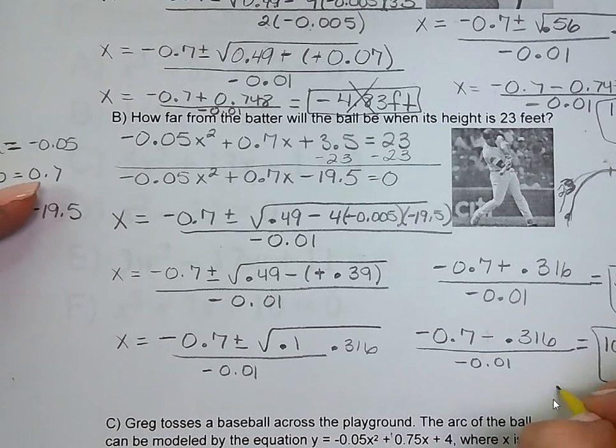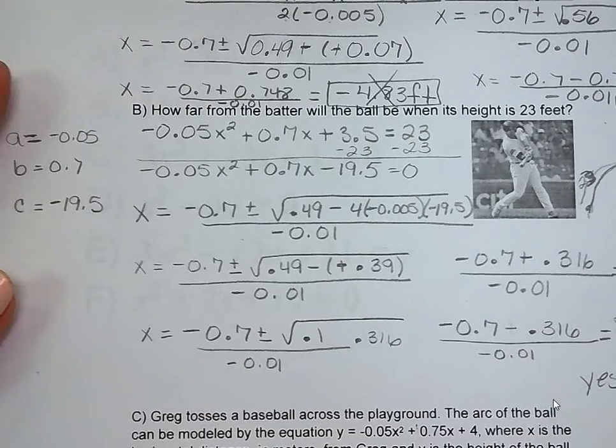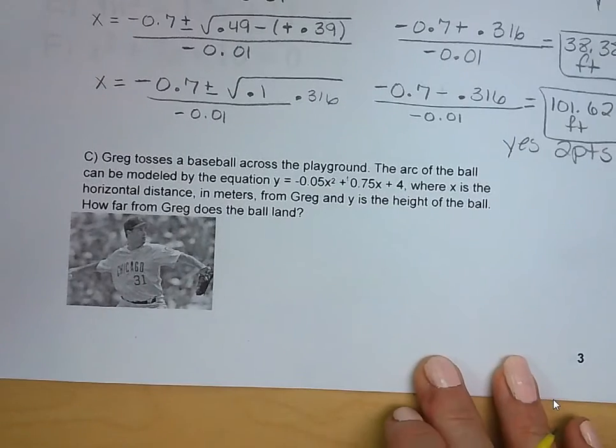All right, letter C. You didn't leave me enough room to do letter C. Oh, we've got enough room. I was able to do it. Nobody can read your writing.